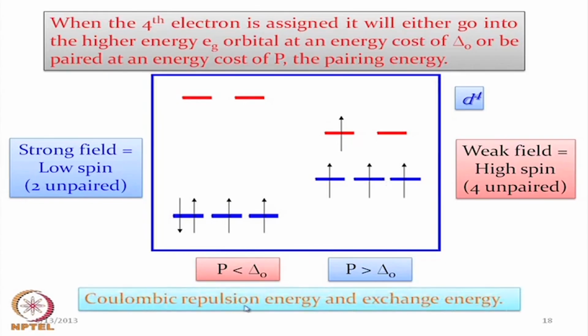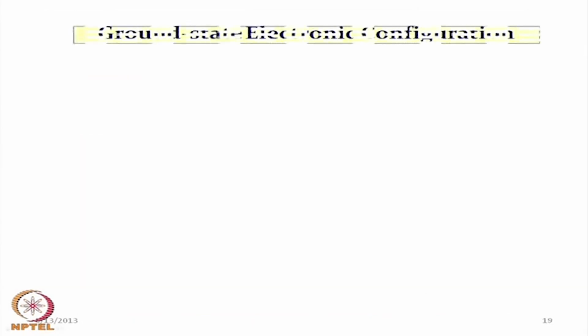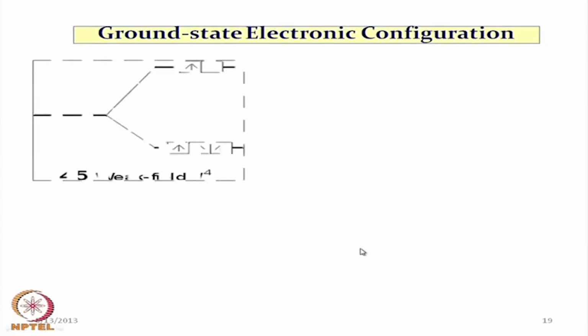And also we are considering, since the energy levels we are talking about are all electrostatic in nature, this particular delta term is related to the Coulombic repulsion energy for the interaction, and the P term is the corresponding exchange energy for the pairing. Then how we find the ground state electronic configuration, we have seen just now.